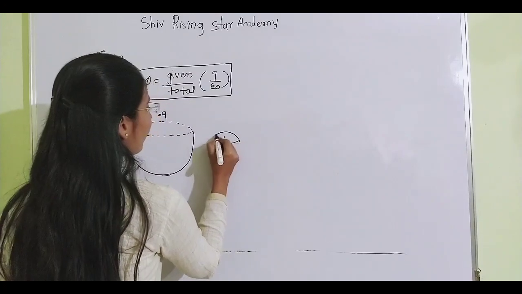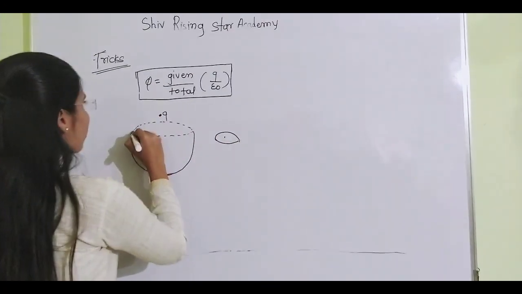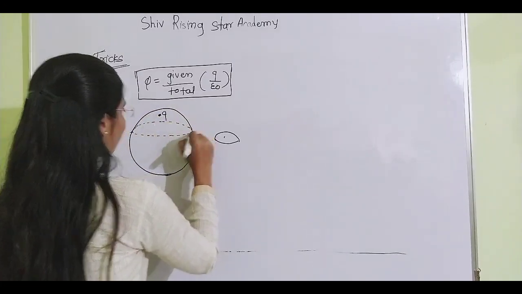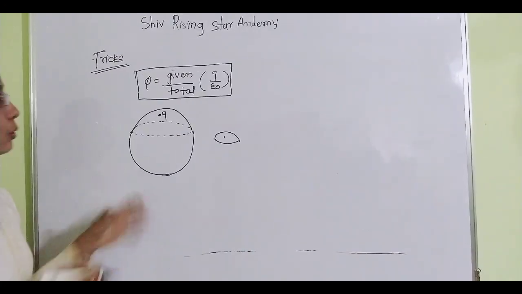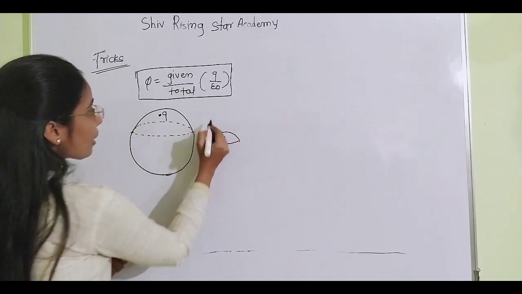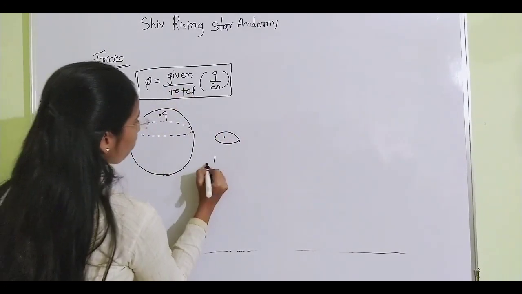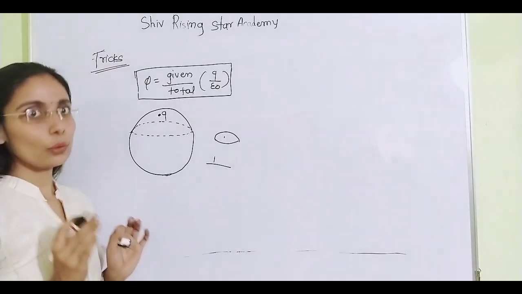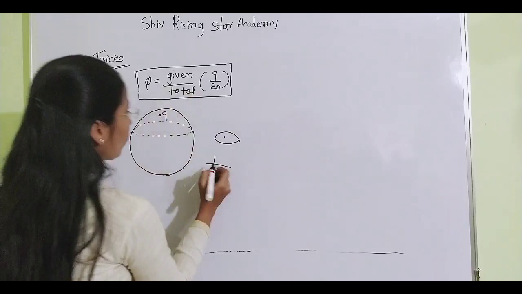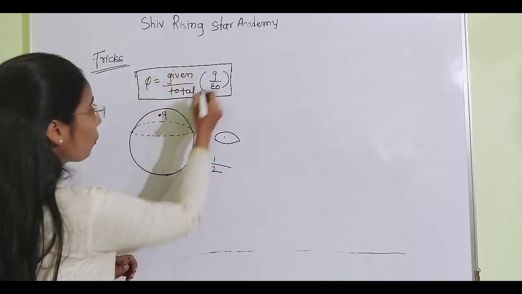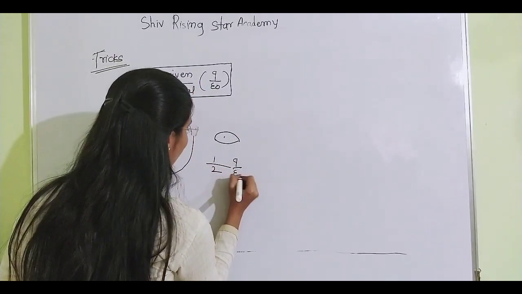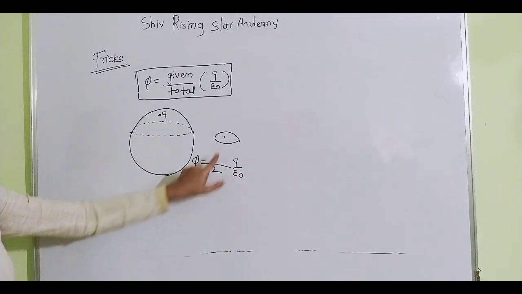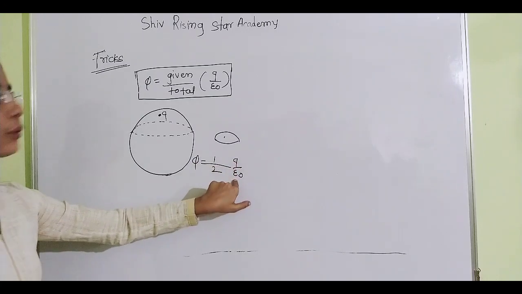For the complete enclosure we require these two semi-spheres. So we have been given one semi-sphere, and how many are required for complete enclosure of this charge? Two. So in this case the electric flux is equal to 1 by 2 q by epsilon naught.